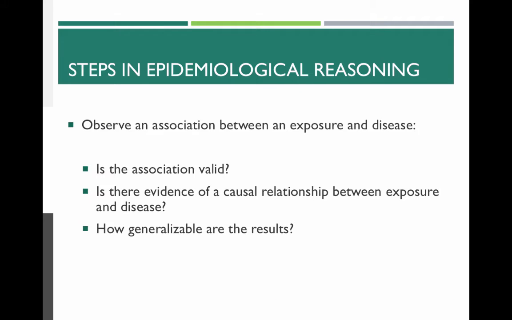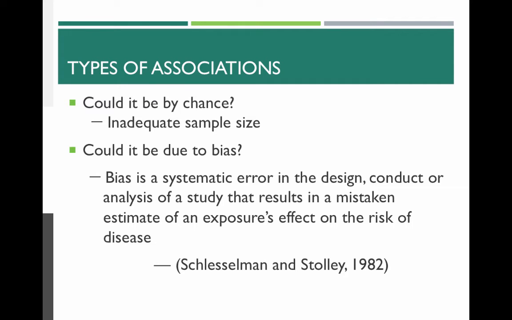So, if we observe an association between an exposure and an outcome, the first question we always ask ourselves is, is this a real association? Before we can talk about causality or generalizability, we need to make sure that the findings are valid. If an association is not valid, it could be biased or it could be the result of chance. And so a chance finding may arise simply because we didn't include an adequate sample size.